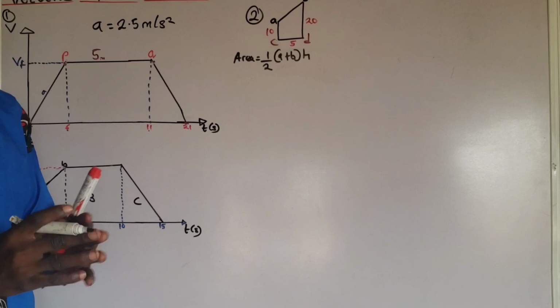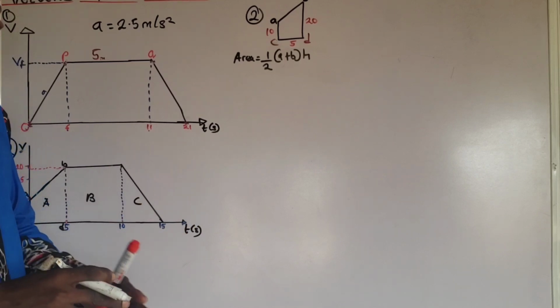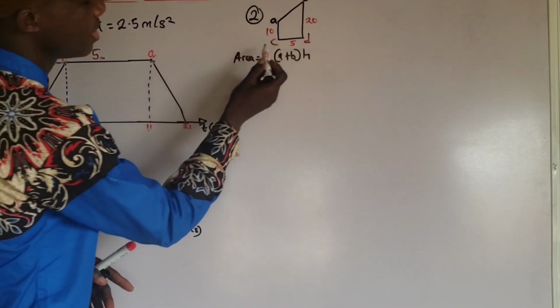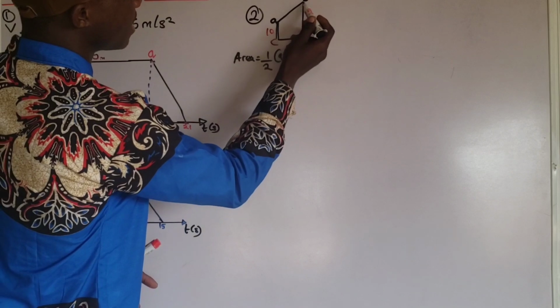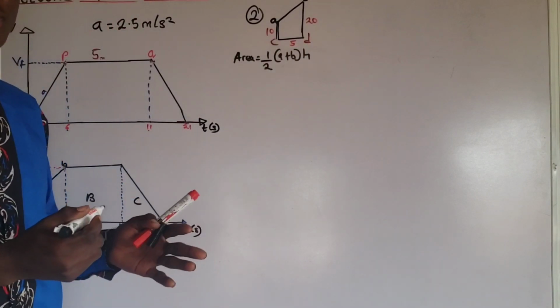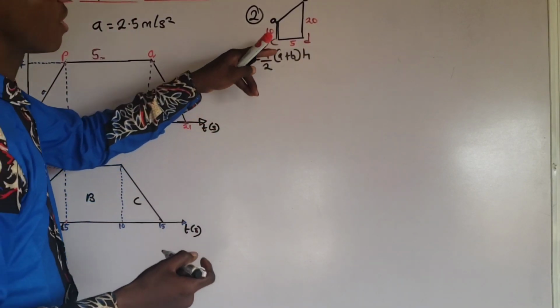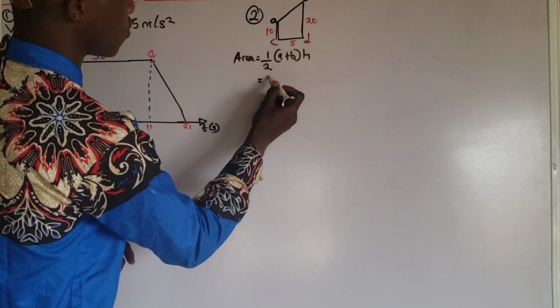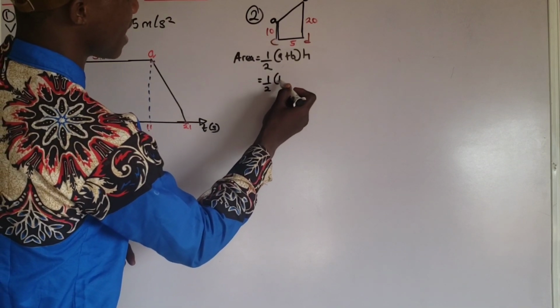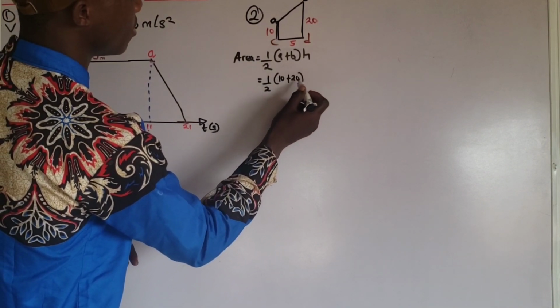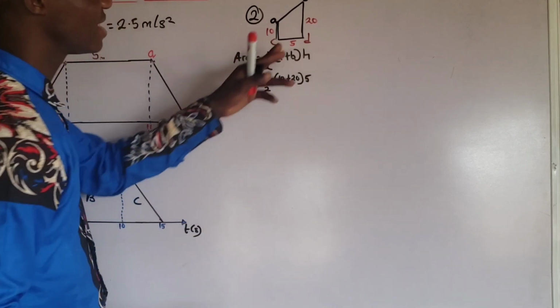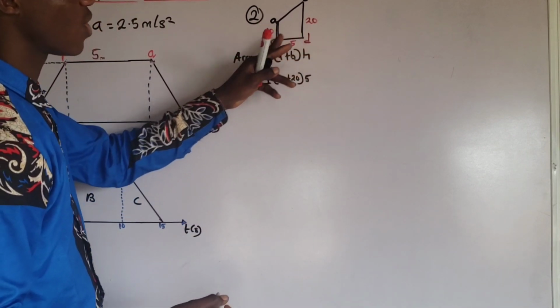Parallel lines are lines that cannot meet, you understand? So you can see that this line and this line cannot meet. That means that they are parallel side, you understand? So here we are going to have area is equals to 1/2 multiplied by 10 plus 20 multiplied by 5, you understand? Height is the 5.